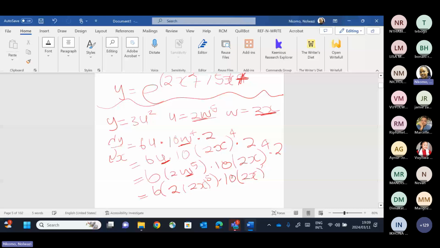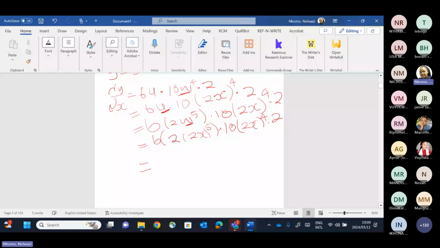Then you have 2 to the power 5, right? What is this? That's 8. Is it not?